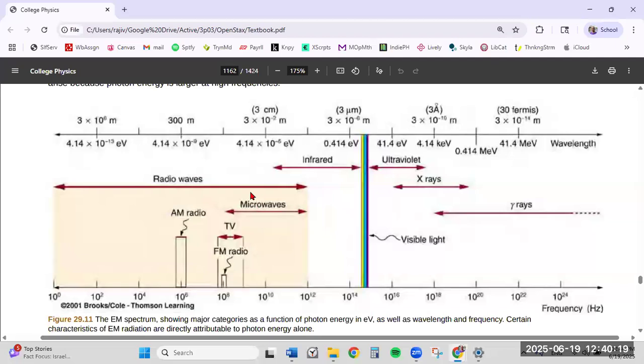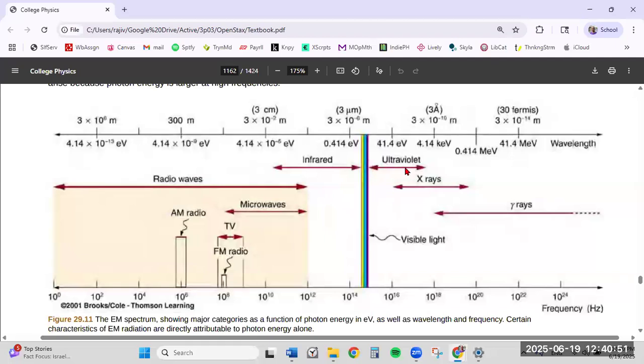Now, if you go to larger frequencies, you get to what's called infrared. And then beyond that, you get visible light, which, as you can see, is a very small sliver of all possible wavelengths of electromagnetic radiation. So only this portion of the electromagnetic radiation is visible to us. Our eyes are sensitive to only these frequencies.